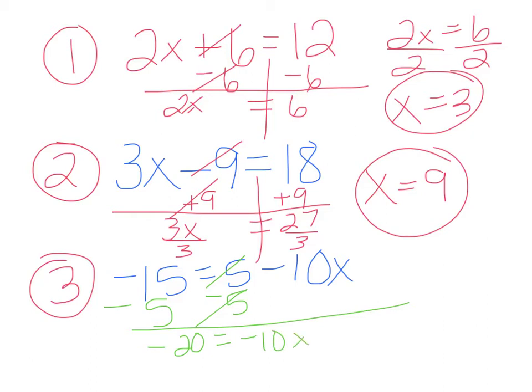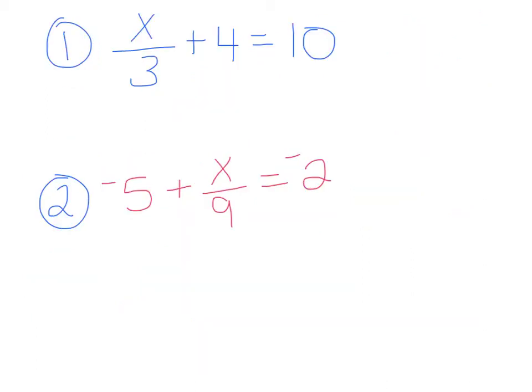Now it's negative 10x because this negative sign right here goes with the 10, not with the 5. Okay, this 5 was positive, that's why we subtracted 5. Okay, and then to get rid of the negative 10, we're going to divide by negative 10. And negative 20 divided by negative 10 is just 2, so 2 equals x. All right, let's look at a couple more examples.